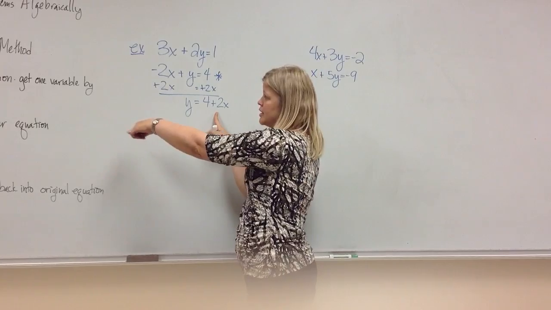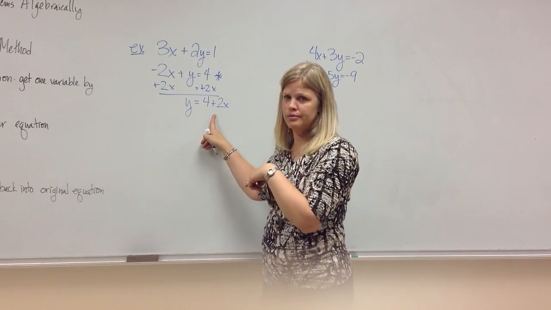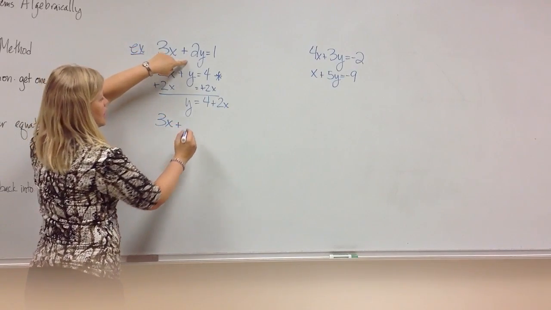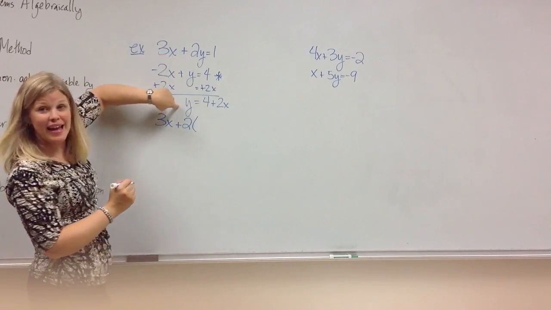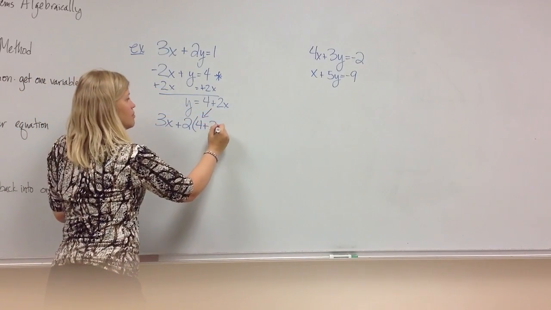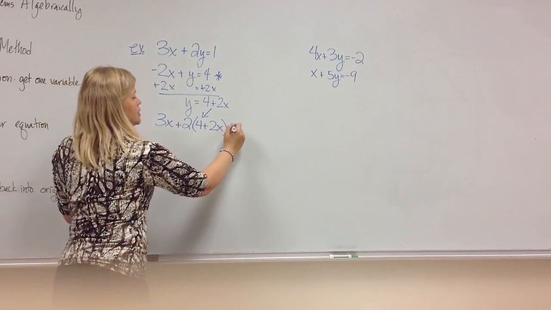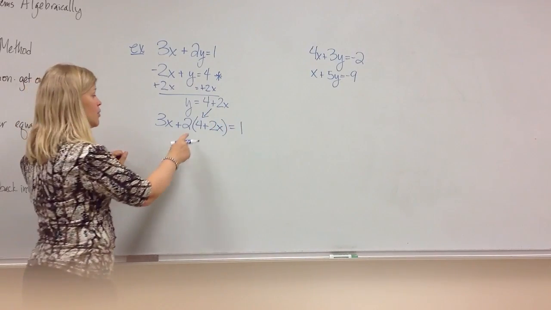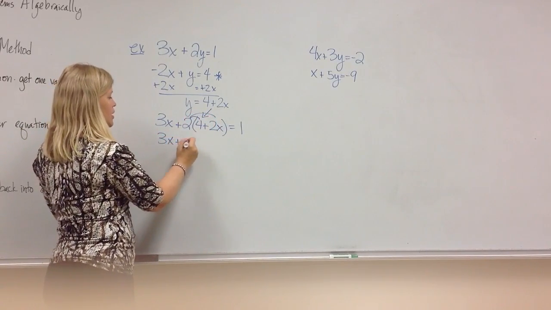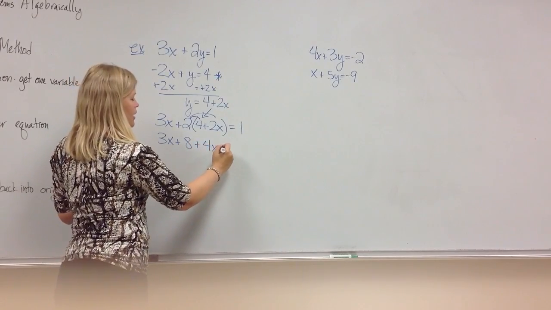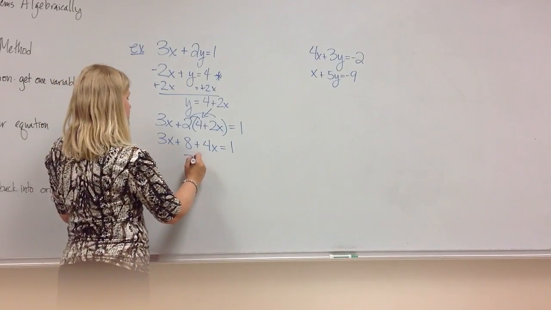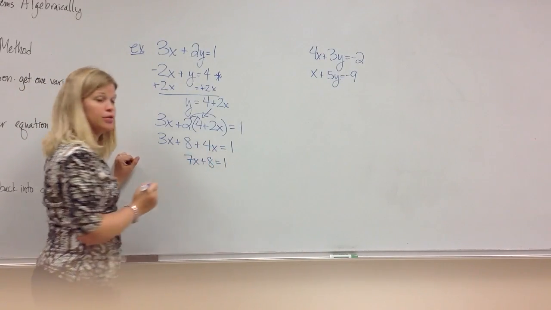Now, step 2 tells us to plug it into the other equation. Well, the other equation says 3x, and then it's got a 2. But now, instead of writing y, this is where we substitute and write 4 plus 2x. And then we still have it equal to 1. Okay? What does it mean to have a number out in front like that? It means to distribute. So we get plus 8 plus 4x, and it equals 1. Anything we can combine over here? Yep, 7x plus 8 equals 1.